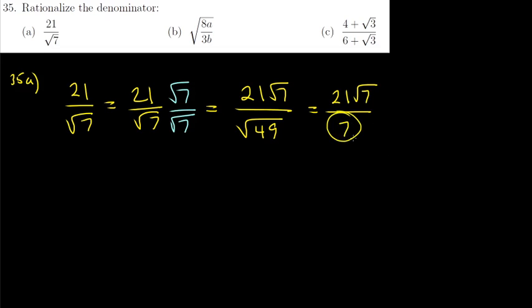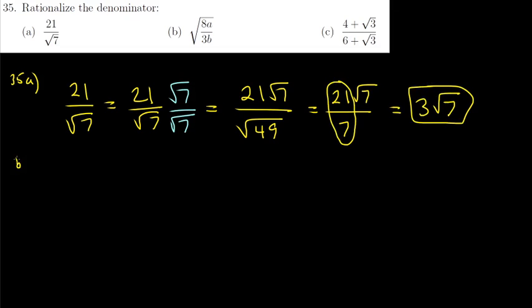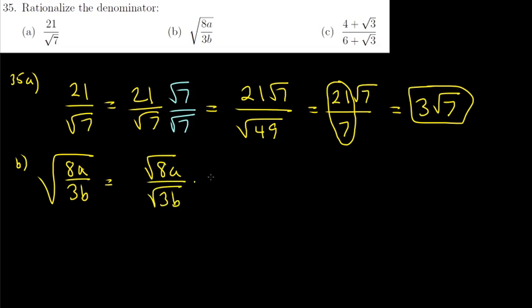So that rationalized the denominator. There's no more square roots in the denominator. But there's one more thing we could do here. 21 divided by 7 is 3. So this is 3 square root of 7. Right. For part B, we have the square root of 8a over 3b. Right. I mean, one thing you could do, of course, is split this up as the square root of 8a over the square root of 3b. So just do the same trick here.